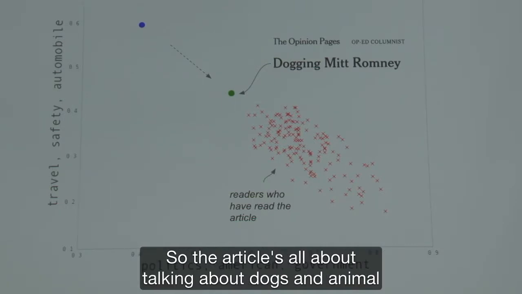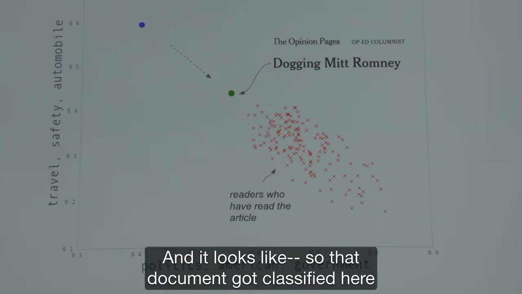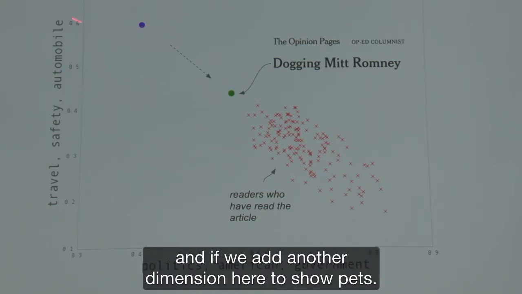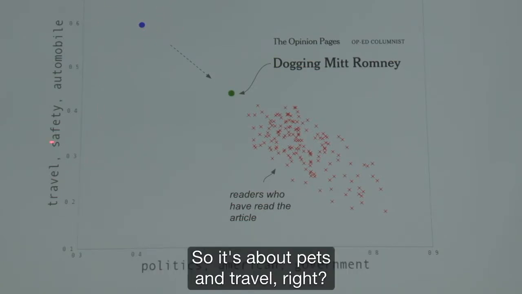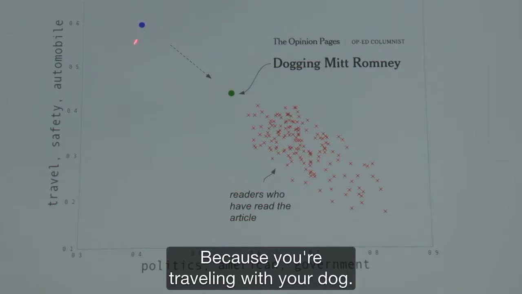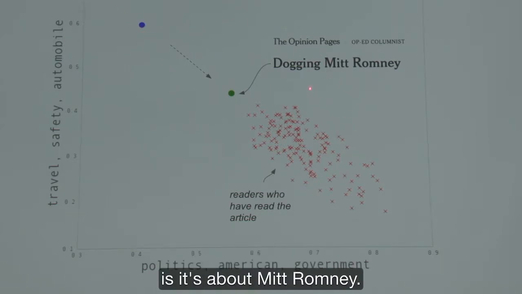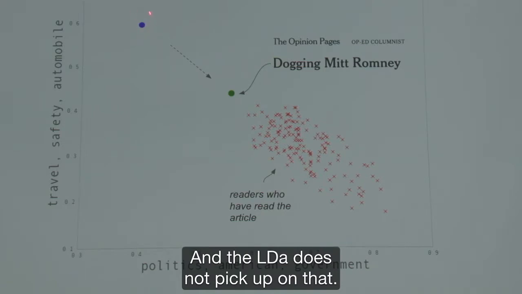So the article is all about dogs and animal stuff, and it looks like that document got classified here as mostly about travel, safety, automobile. And if we had another dimension here to show pets, right? So it's about pets and travel, right? Because you're traveling with your dog. But actually, the whole point of that article is it's about Mitt Romney, right? And the LDA does not pick up on that.